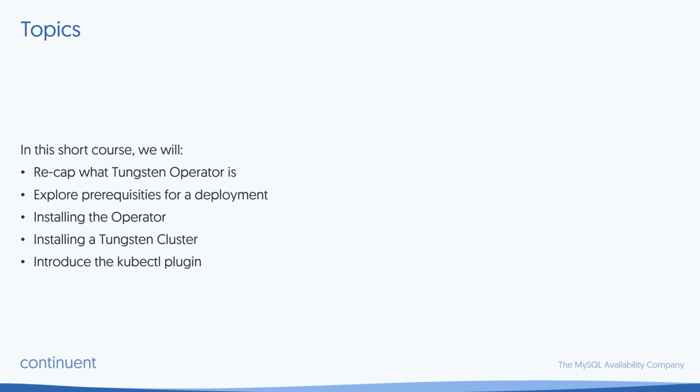In this short course, we're going to first of all recap what Tungsten Operator is. If you haven't yet watched the previous video, which is the introduction to Tungsten Operator, it would be useful to view that first. I'll do a quick recap of what the operator is in this session, but I won't go into the level of detail that was in that initial introductory session. We'll have a look at the prerequisites for a deployment, and then we'll look at how to install the operator, install a cluster within the operator, and then we'll also quickly take a look at the kubectl plugin, which will give you some easy access to the cluster once it's deployed.